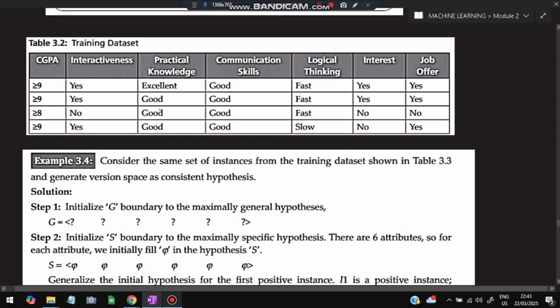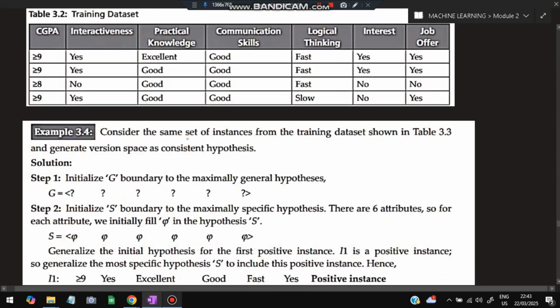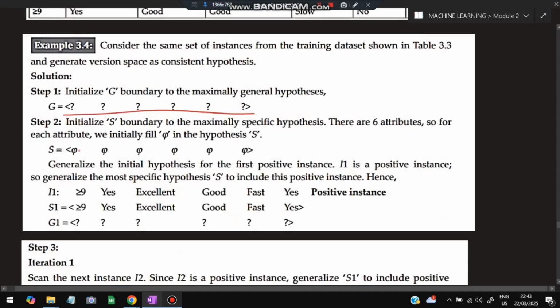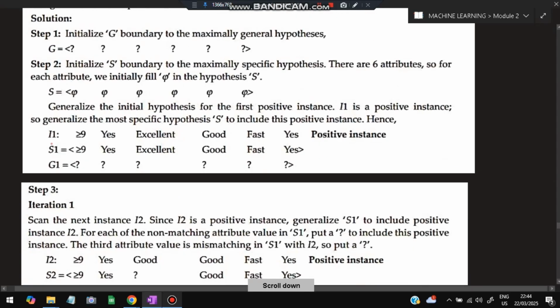Now see, this is the training data set. What you have to do is specialization as well as generalization at the same time. So for generalization, initially it will be question marks. For specialization, it will be null values here. Now for the first iteration, we are going to do the generalization for the specific boundary. For S1 we will try to generalize. That means the null values will be converted to the first set of values, and G is a general value, so it will be question marks only.